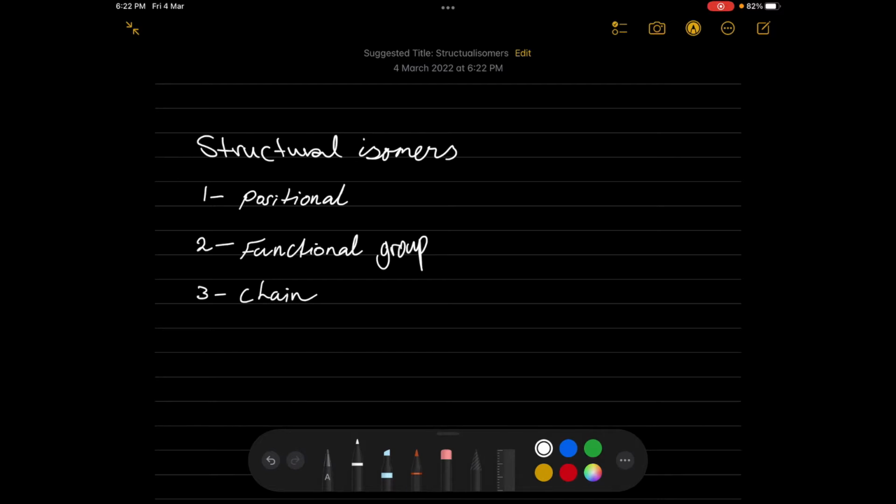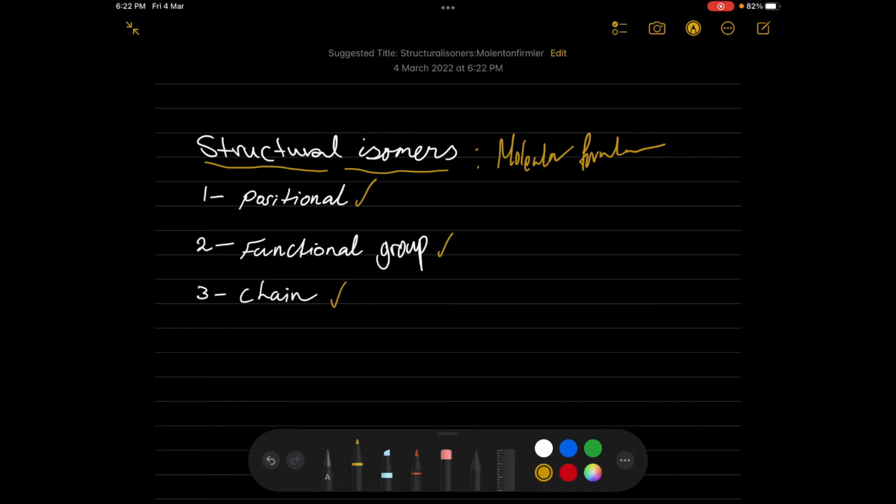So we're going to start with something called structural isomer. What is the meaning of structural isomer? It means compounds with the same molecular formula, but they have differences in their structure. The difference in the structure could be in position, in functional group, or in chain. So let's start with each one alone.